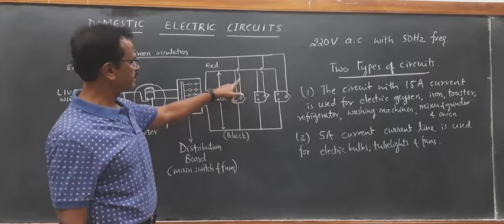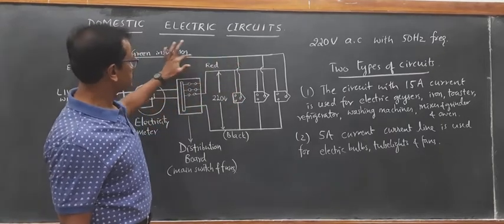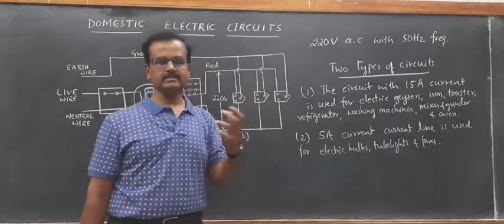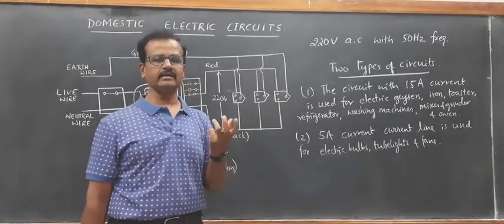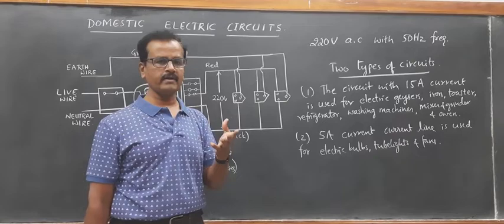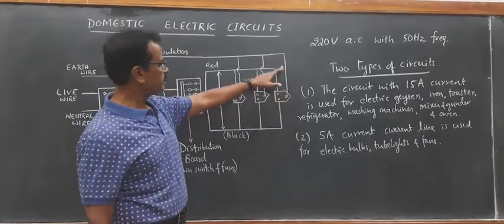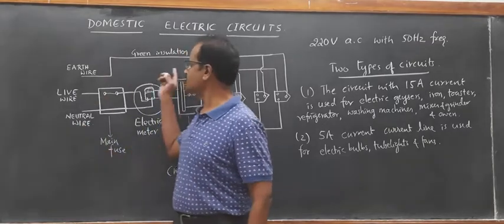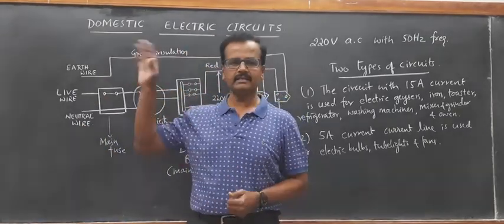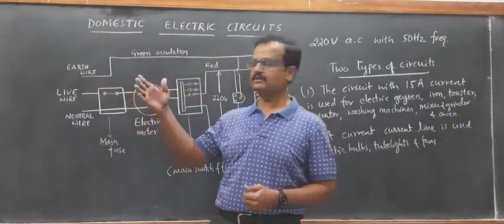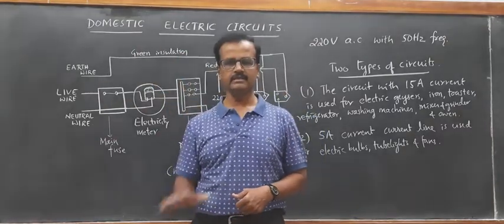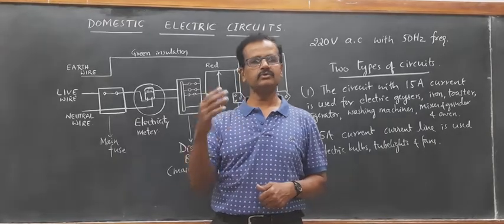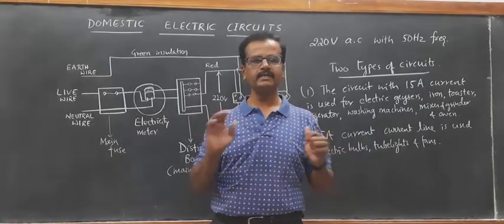A separate connecting wire in green insulation is connected, so that in case leakage of electric current takes place through the metallic body, that will be connected through the earth wire, and that earth wire is a good conductor. It takes that leakage of current directly to the earth, and thus it will prevent a severe shock to the user, and we will be safe.